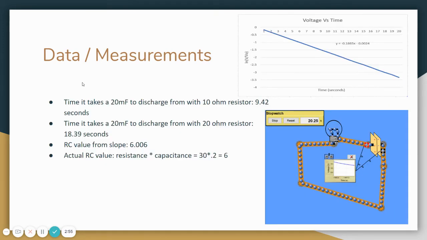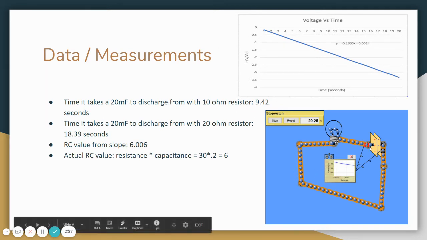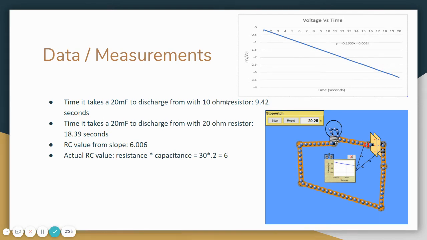Next, we looked at the time it takes to discharge a 20 millifarad capacitor with a 10 ohm resistor within the circuit, and it looks something like this. And that took 9.42 seconds, and for a 20 ohm resistor, it took 18.3.